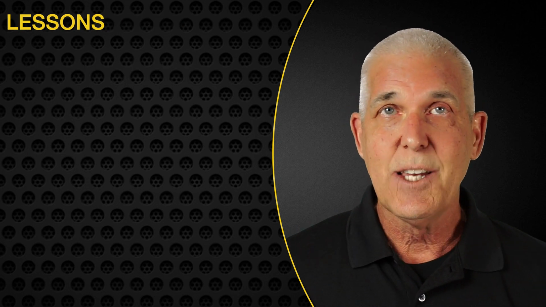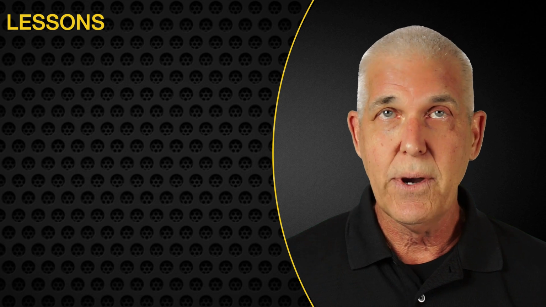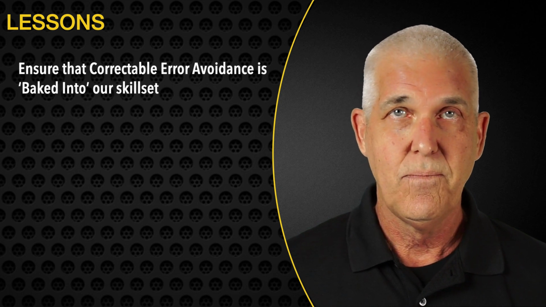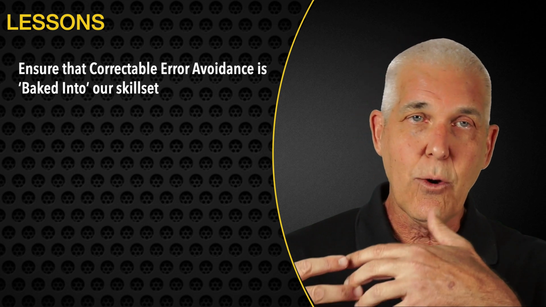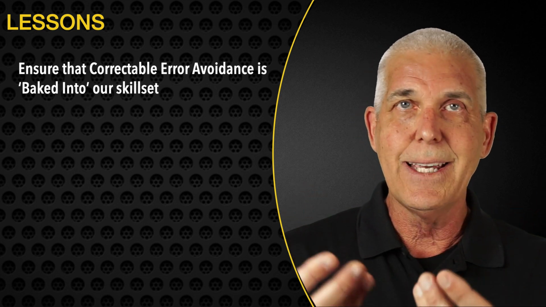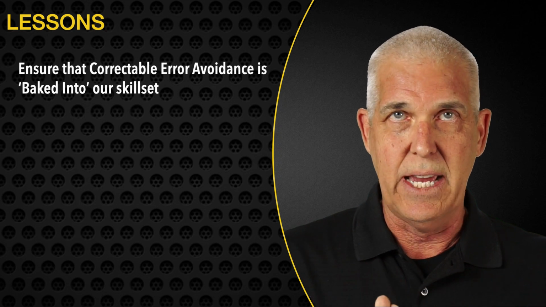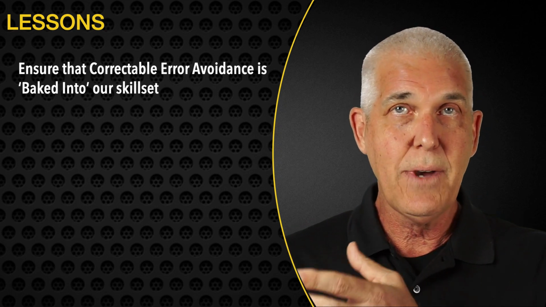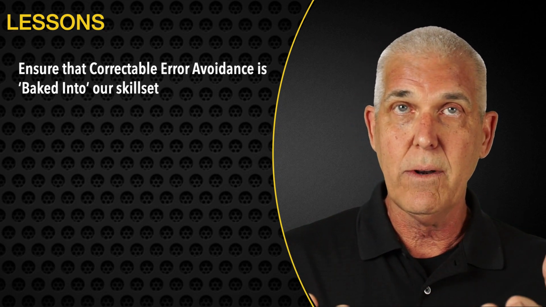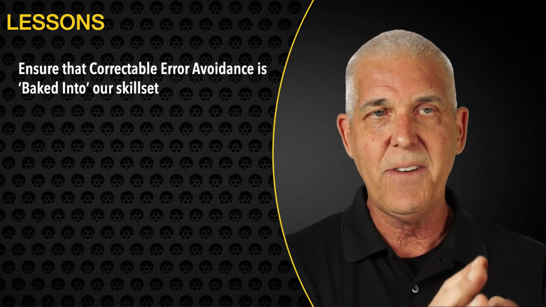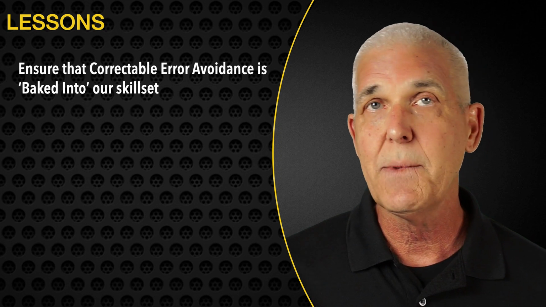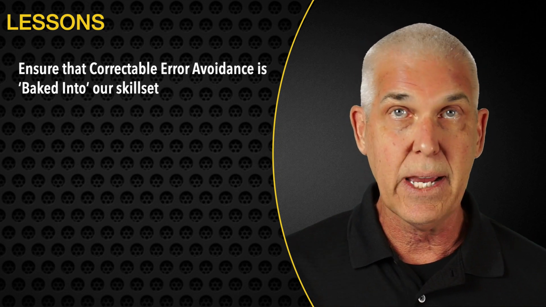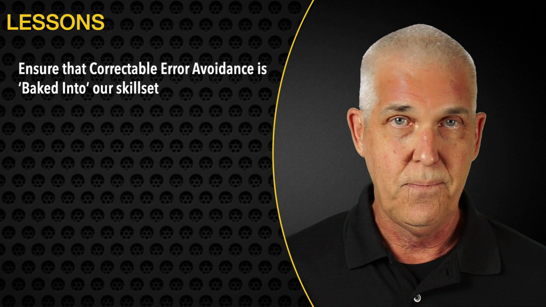Let's take a look at some lessons that we can bring to our game. We want to ensure that correctable error avoidance is baked into our skill set, right? We want our skill set on the court to automatically be a defense against correctable errors occurring in our game. And what are some of the attributes that we would want to bring to avoid them?